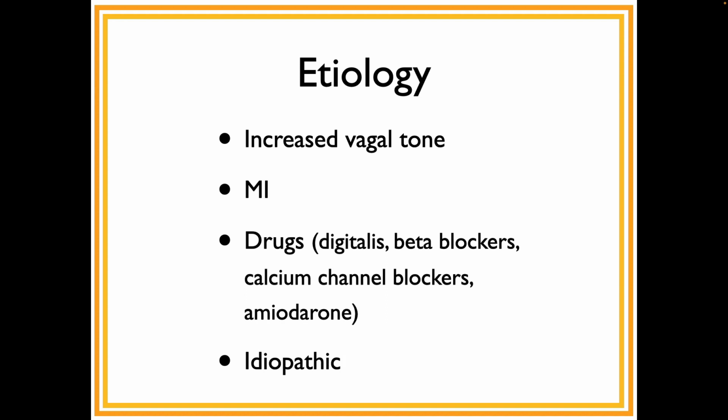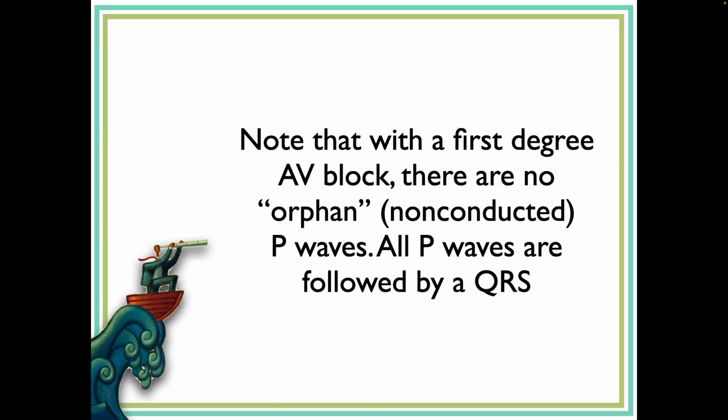The first degree AV block, typically, more likely than not, is that true? Well, at least quite a lot of the times, is not an indication of a pathological something. In fact, there are a lot of conditioned athletes who simply have, probably because of an increased parasympathetic system, an elongated PR interval. So it doesn't necessarily mean anything bad at all. And again, note that with a first degree AV block, there are no orphan P waves, which will not be the case with any of the other AV blocks.